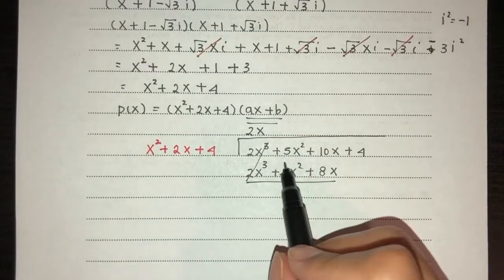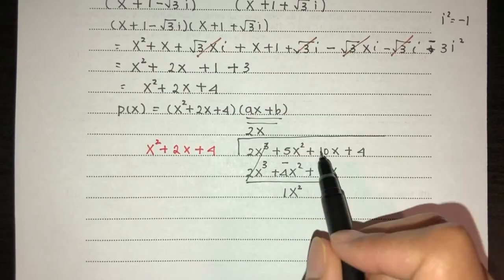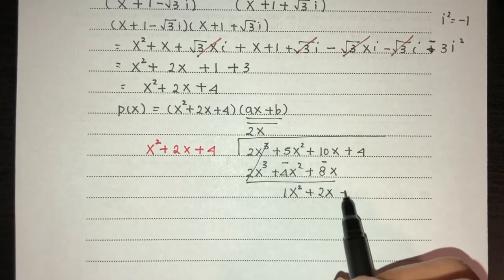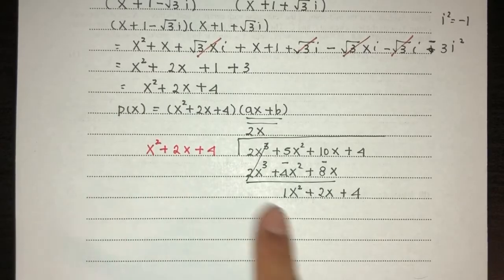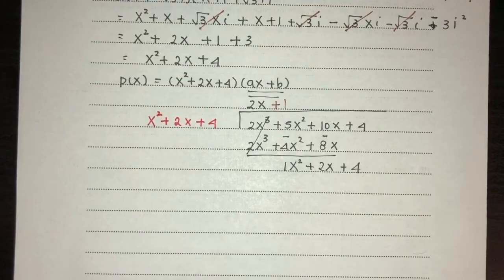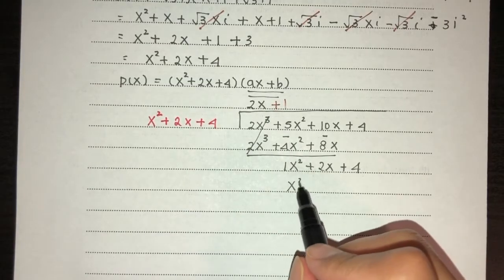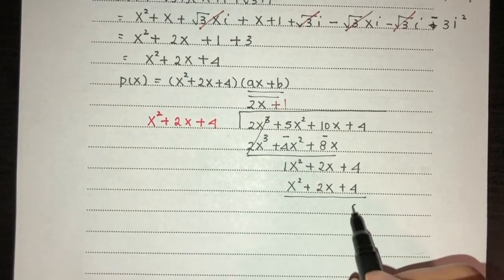This one cancels out, minus minus, so 5 minus 4 is 1, and this will be plus 2x plus 4. Now the next step is how can you make this become this? Multiply by plus 1. So you will have the same thing, right? x squared plus 2x plus 4, and that is 0.